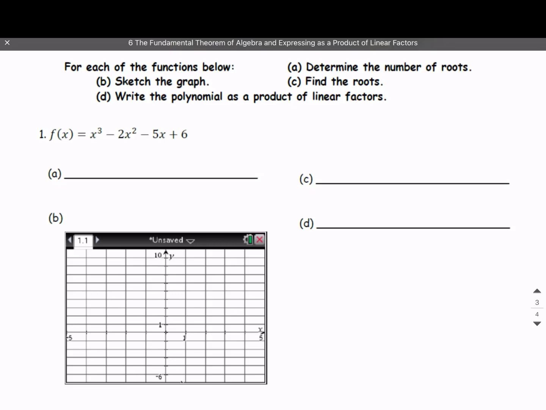So, if we have this f of x is x cubed minus 2x squared minus 5x plus 6, the highest power of x is 3, which means we're going to have 3 roots. Now we're going to go to our calculator, we're going to graph it, and we're going to plot the points.